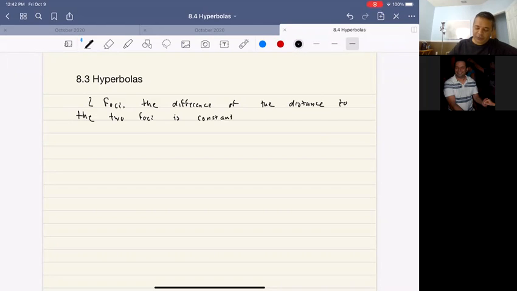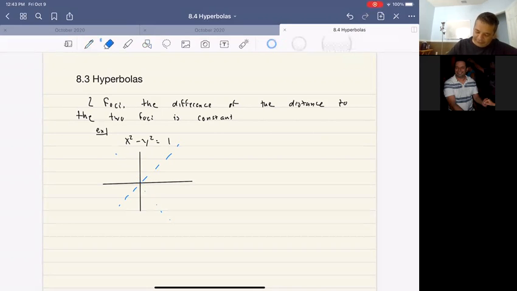Okay, so what this is going to end up looking like, let's take a typical example. Say I have x squared minus y squared equals 1. And what that's going to look like, and I'll explain how this comes out in a second, is we're going to have these two asymptotes, we call them. Let me erase that one here.